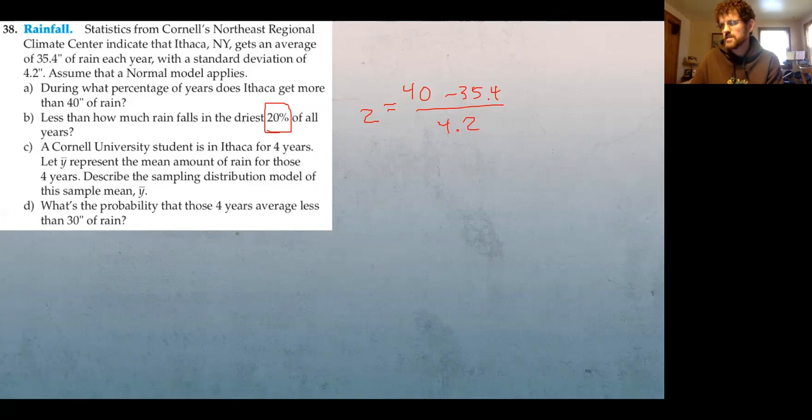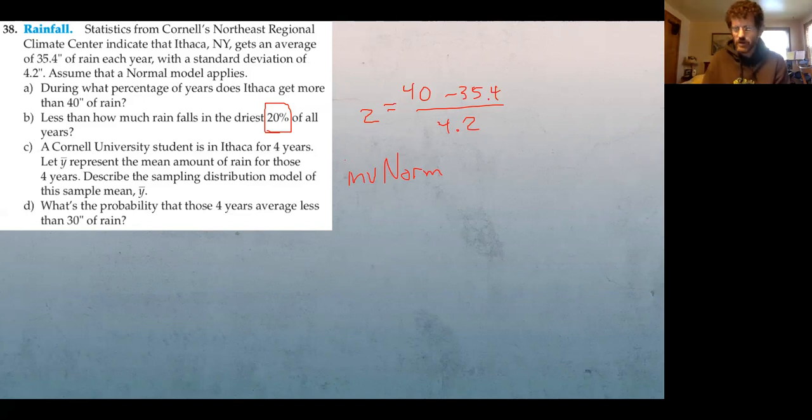Anyone remember this? All right. Inverse norm. Feels like a lifetime ago, when really it's only like a month ago we were doing this.